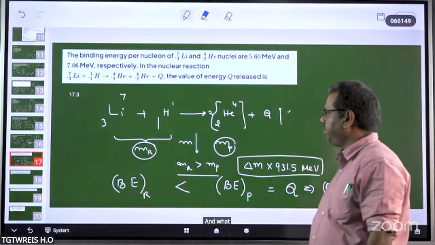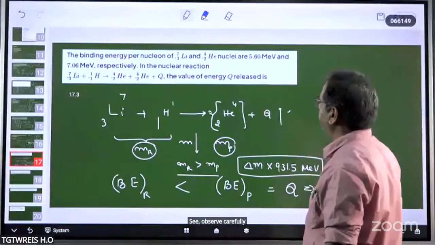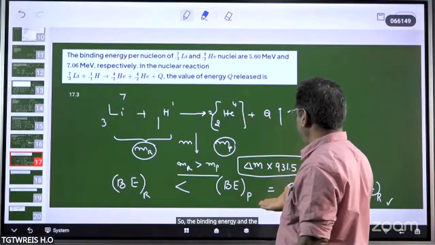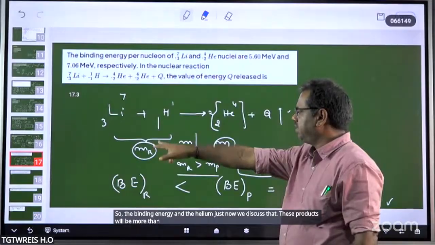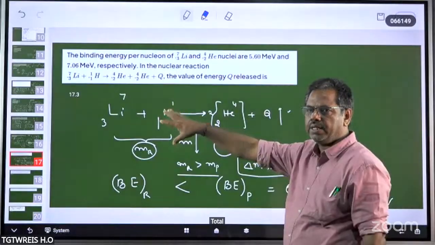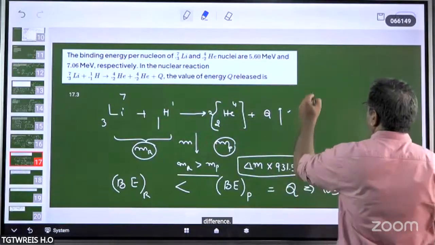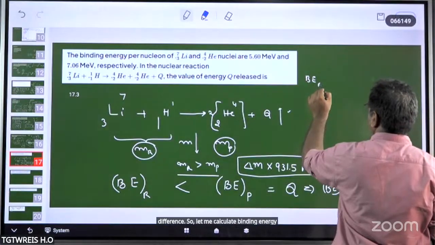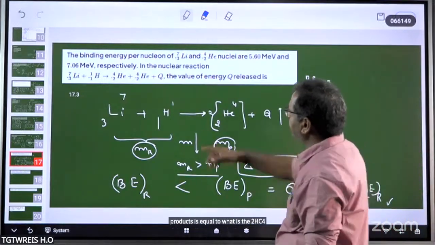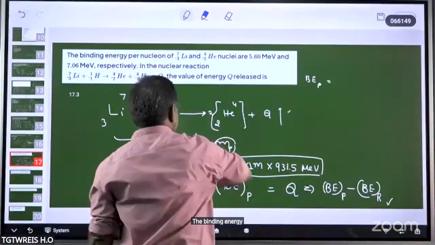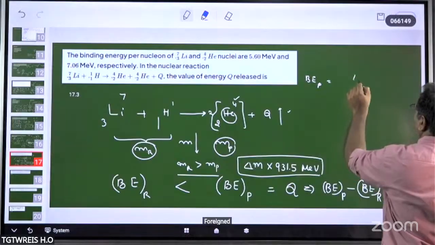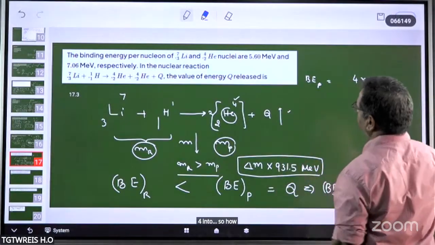Observe carefully the binding energy of the nuclei given here. The binding energy of the helium products will be more than that of the reactants. Find the total binding energy on each side and take the difference. Binding energy of the products is equal to, 2He4 is there. The binding energy per nucleon is given. How many nucleons are there in helium? 4 nucleons are there. 4 into, so how much do I have to write?